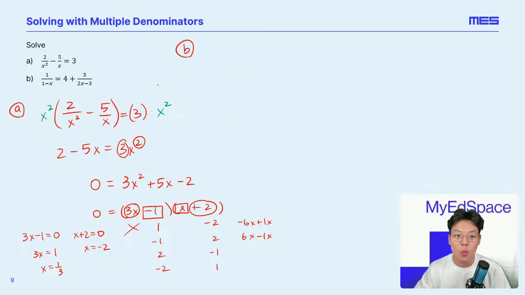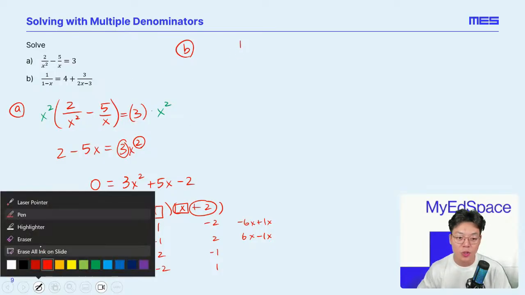All right. B says 1 over 1 minus x is equal to 4 plus 3 over 2x minus 3. What can we multiply both sides by here? This one is a little trickier, so I'll give you some time.